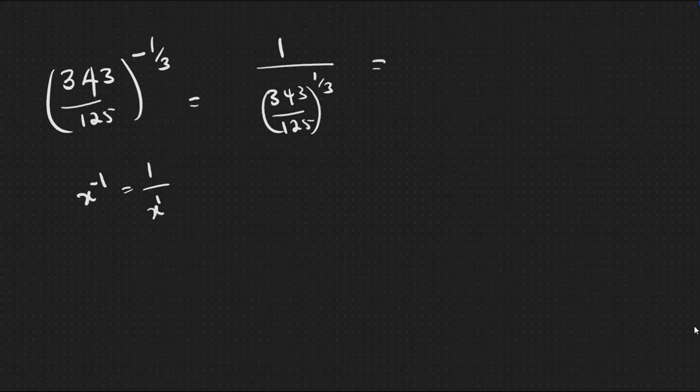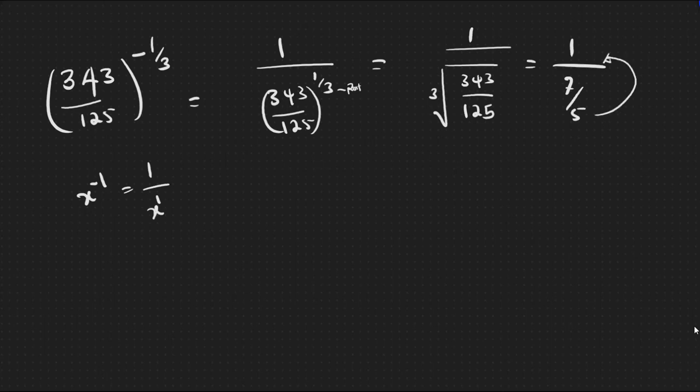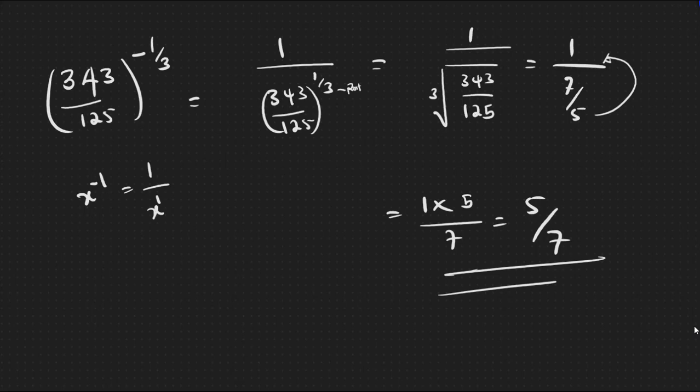This is the same as saying the roots here. So we're going to have 1 all over the cube root of 343 over 125. So this here will be 1 all over, what is the cube root of 343? It is 7. And the cube root of 125 is 5. Remember that this one here, multiplying the numerator, will be left with 1 all over 1 times 5 over 7, giving us 5 over 7 as the answer. So don't be confused, this one here can simply multiply by this.